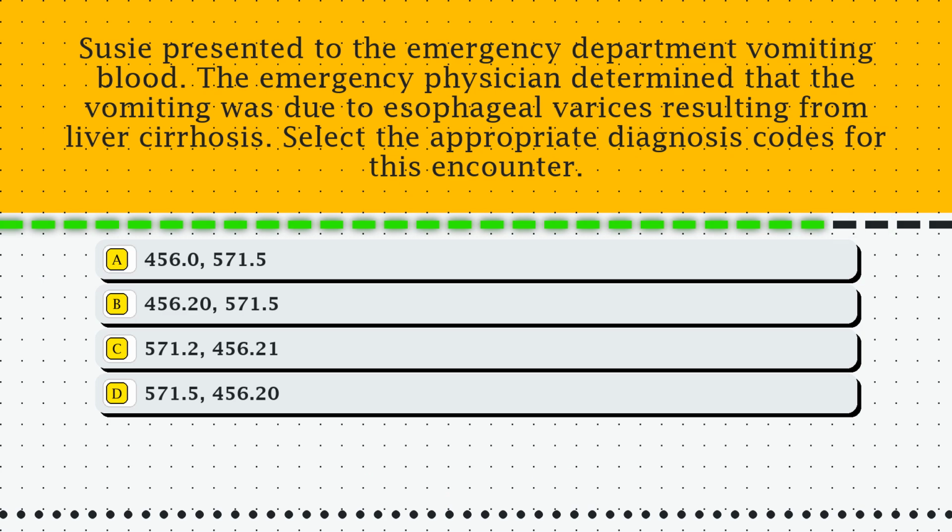Question 167. Susie presented to the emergency department vomiting blood. The emergency physician determined that the vomiting was due to esophageal varices resulting from liver cirrhosis. Select the appropriate diagnosis codes for this encounter. Option A, 456.0, 571.5. Option B, 456.20, 571.5. Option C, 571.2, 456.21. Option D, 571.5, 456.20.